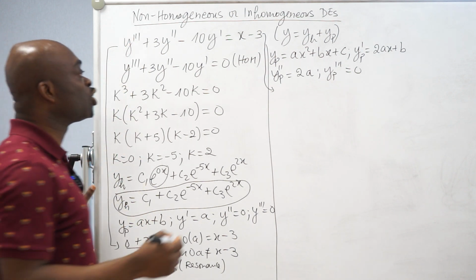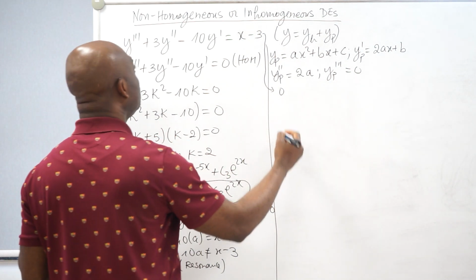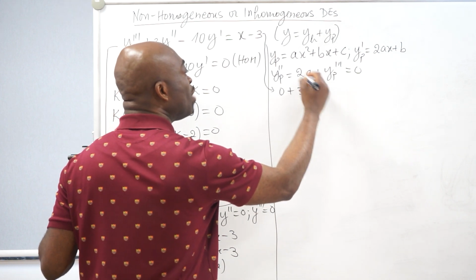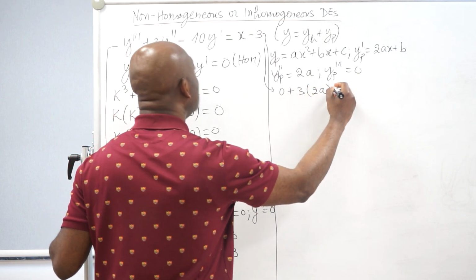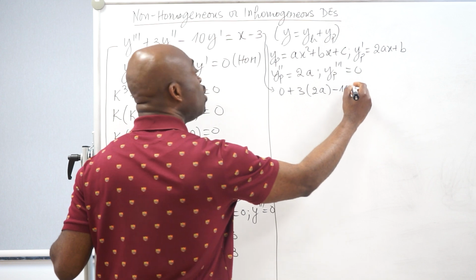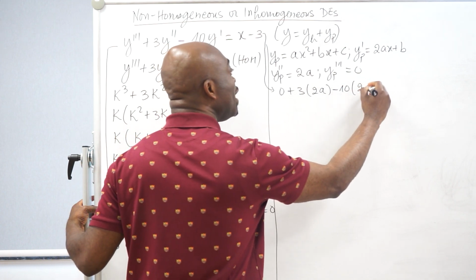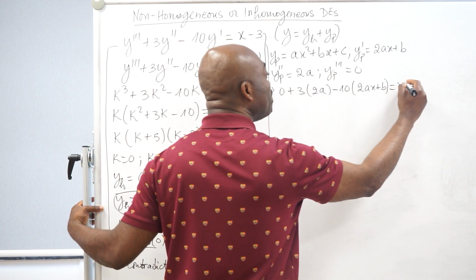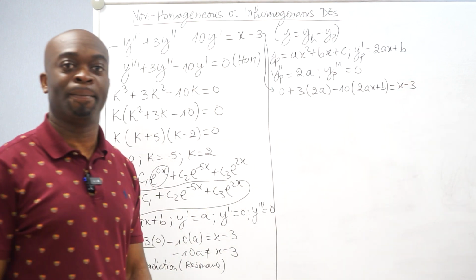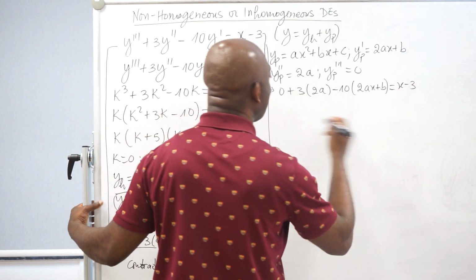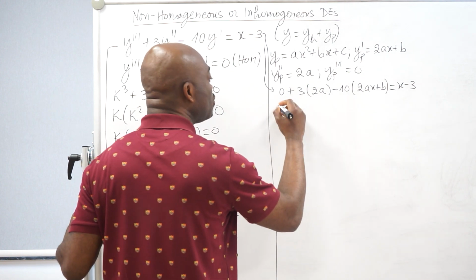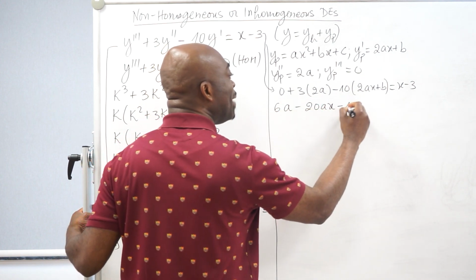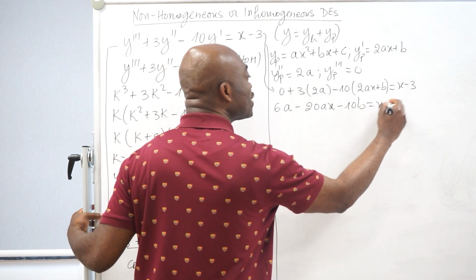So now y triple prime, which is 0, plus 3 times y double prime, which is 2a, minus 10 times y prime, which is 2ax plus b, should be equal to x minus 3. So let's go at it. We have 3 times 2 is 6a minus 20ax minus 10b equals x minus 3.